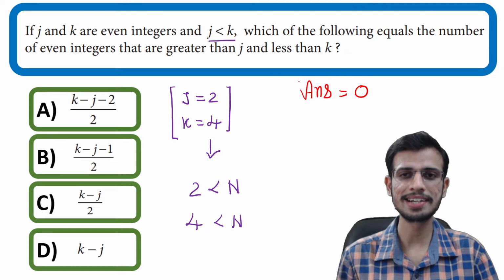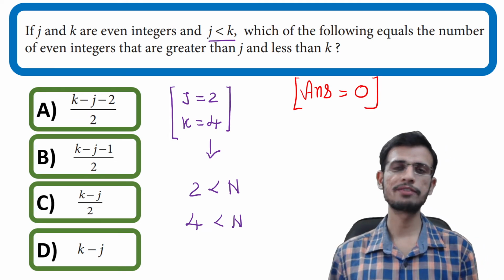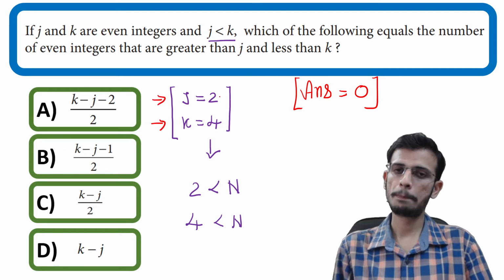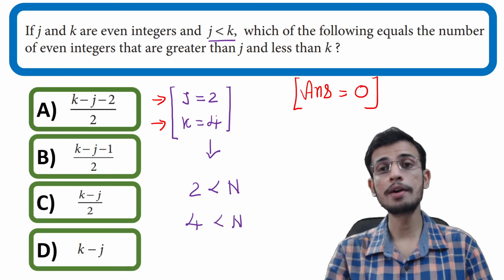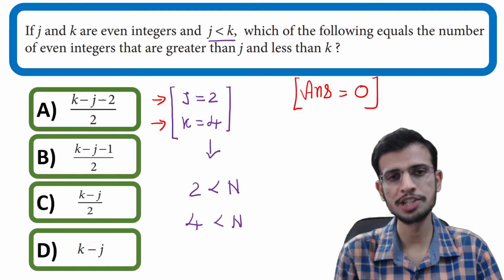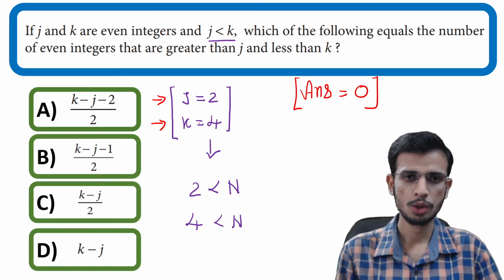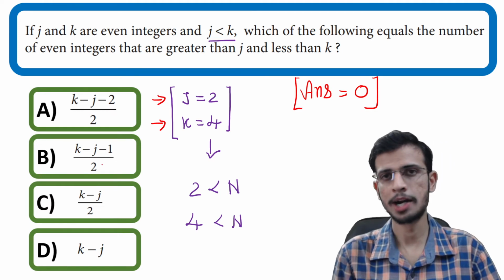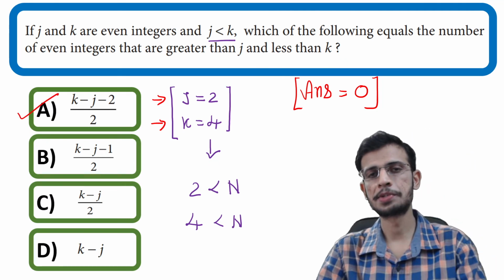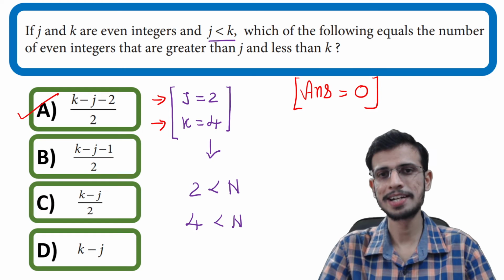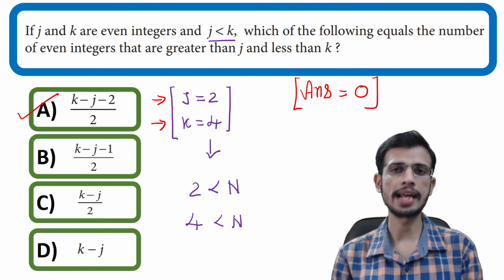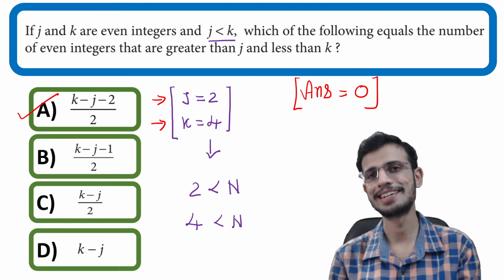Right? So our answer will be 0. There are zero even integers between these. So the options are in j and k, and we have to put these values of j and k. We put j equal to 2, k equal to 4 and we want 0 as the answer. In option A, putting k equal to 4, 4 minus 4 is 0. In option B, 4 minus 3 by 2 is not 0. So option A will be correct, because for j and k equal to 2 and 4, there won't be any even integer between them.